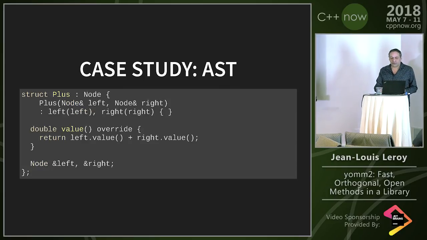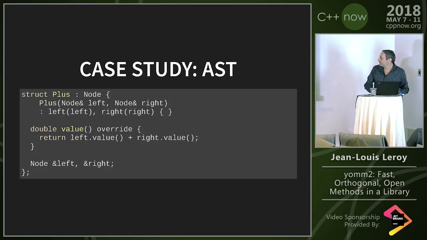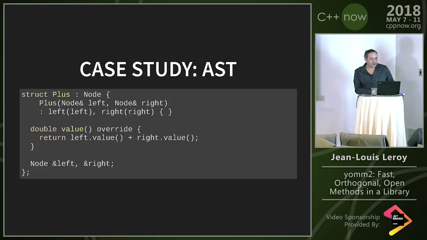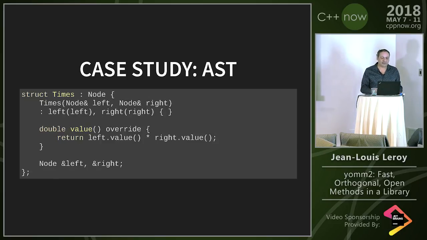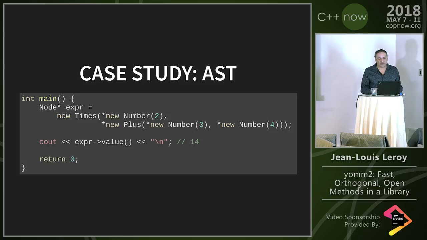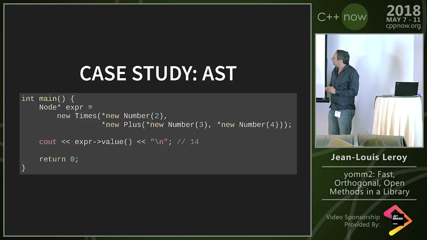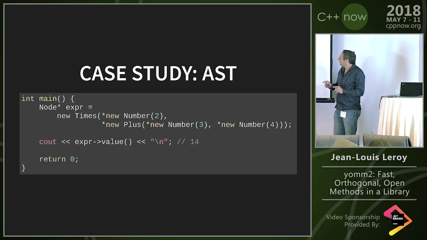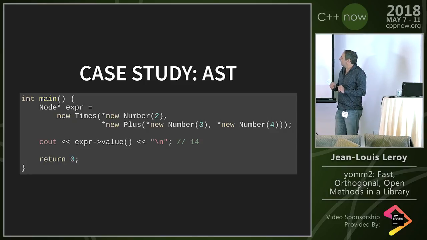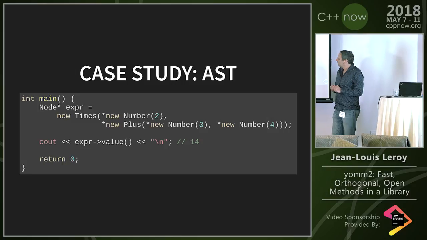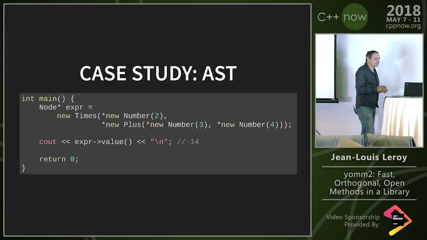We have the same for plus, which contains references to two subnodes, and the value function returns the sum of the left and the right legs of the expression. And the same with times, and this allows us to create a small tree like this. So here we have an expression which is 3 plus 4 between parentheses, times 2. And indeed, when we call the value function on this expression tree, we get 14.